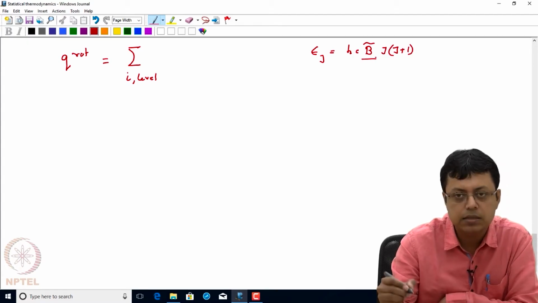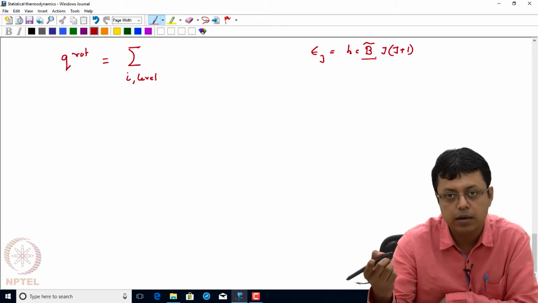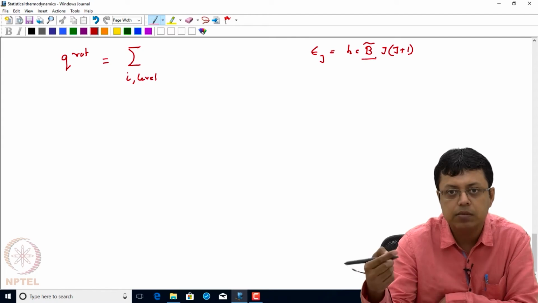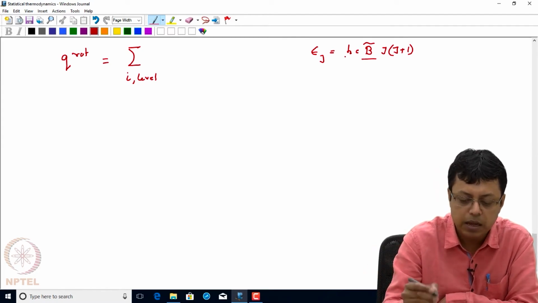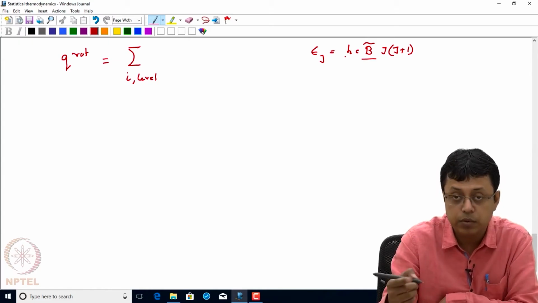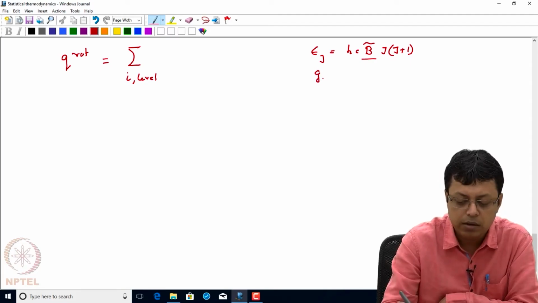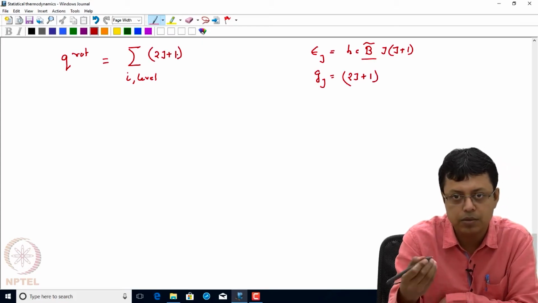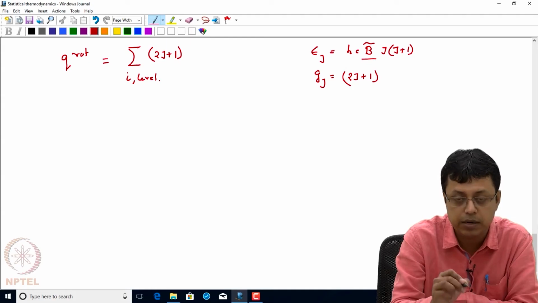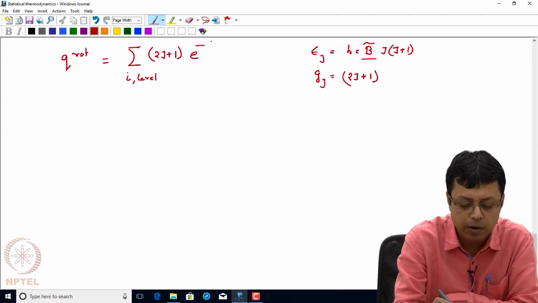And this B tilde is called the rotational constant. The way we have written it, B tilde is expressed in units of wave numbers. So that's why hc times the wave number is basically the energy unit. Now for any state with a J quantum number, the energy levels are 2J plus 1 fold degenerate. So we can just use the other formula. It's the same formula, but we have to make sure that we are taking the sum over levels, e to the power minus beta epsilon J.